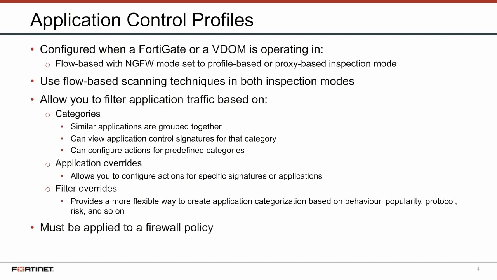Filter overrides is useful when a predefined category does not meet your requirements and you want to block all applications based on criteria that is not available in categories. You can configure the categorization of applications based on behavior, popularity, protocol, risk, vendor, or the technology used by the applications, and take action based on that.